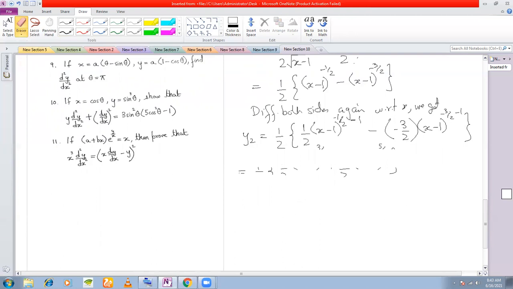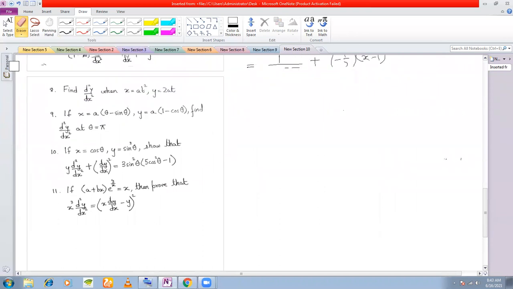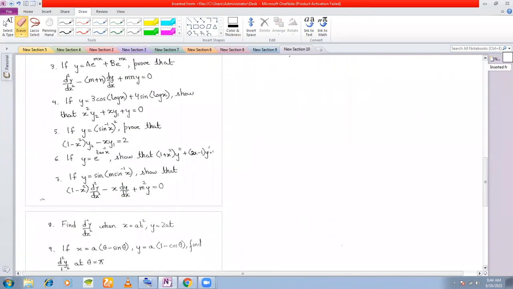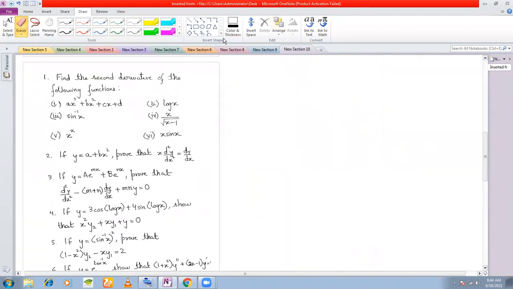Moving on to the next sum. The next sum is x to the power of x. Since one function is raised to the power of another function, we take logs. Yeah, we can take log, just as we did this differentiation under L'Hospital's rule also.